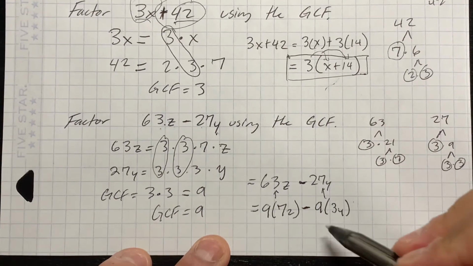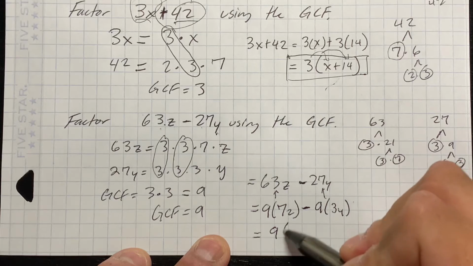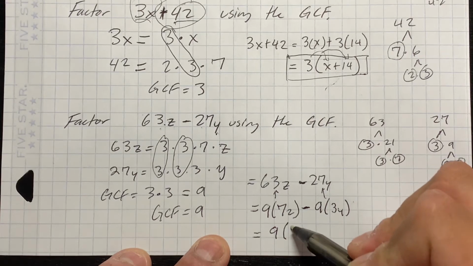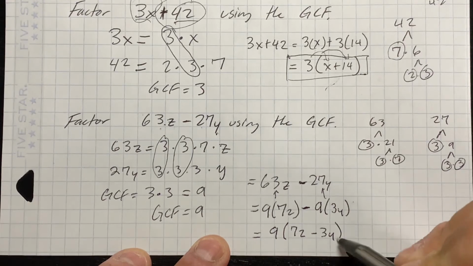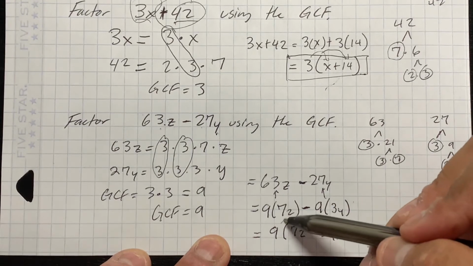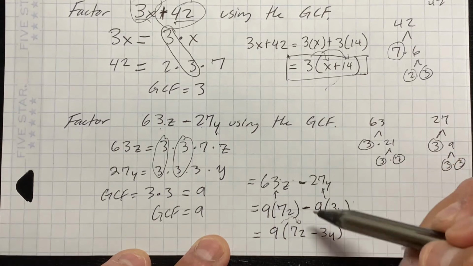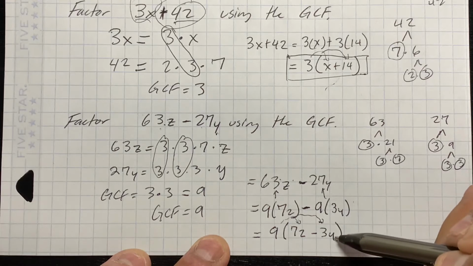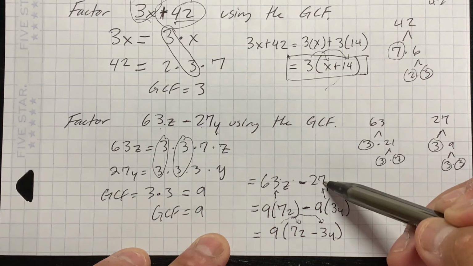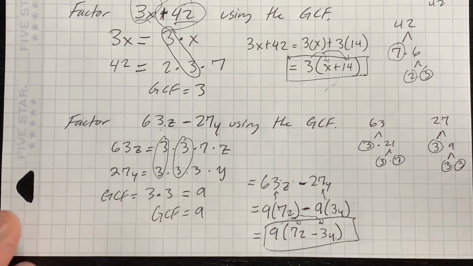So we're going to take that 9 and put in parentheses 7z minus 3y. Because when we distribute, 9 times 7z is going to equal 63z. And 9 times negative 3y is going to equal negative 27y. So there you go again, and that's really all you do.